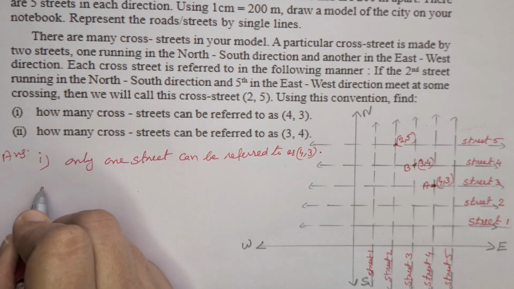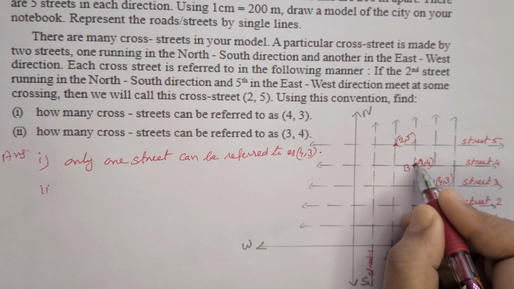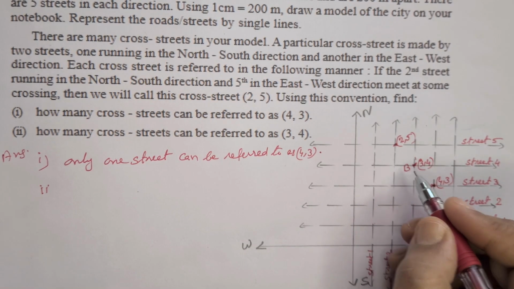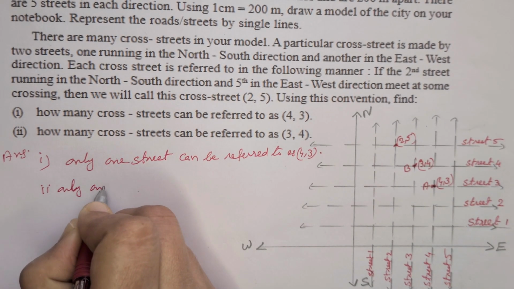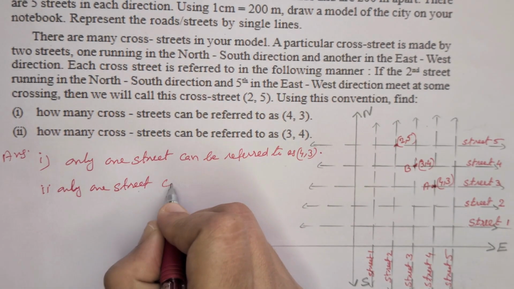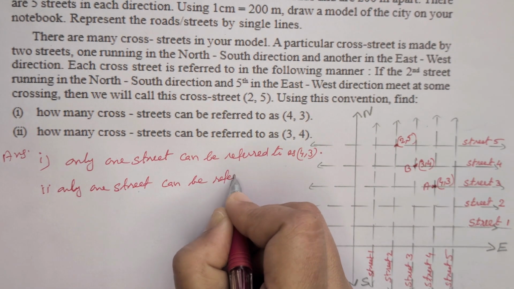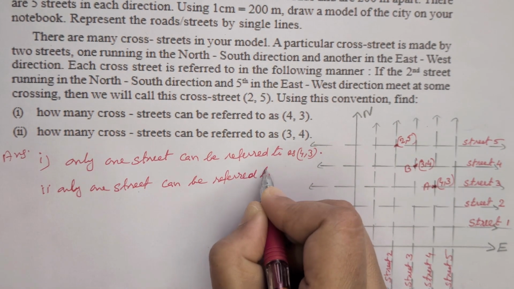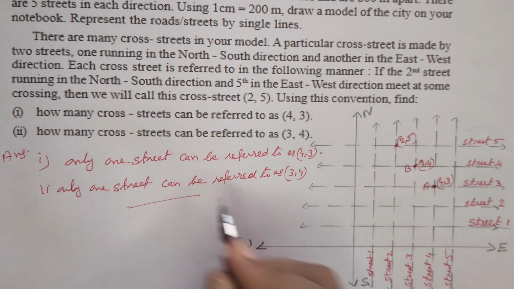Same way, second part. How many crossroads for (3, 4)? (3, 4) is this one. Here also just one crossroad. So only one street can be referred. So that's the answer.